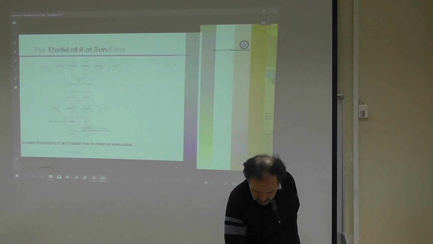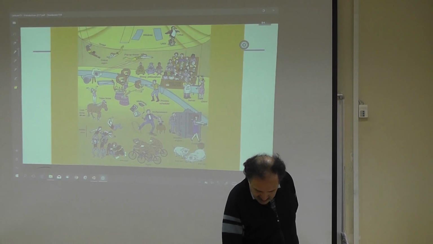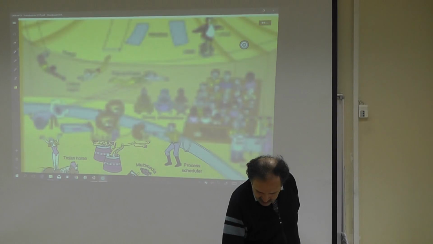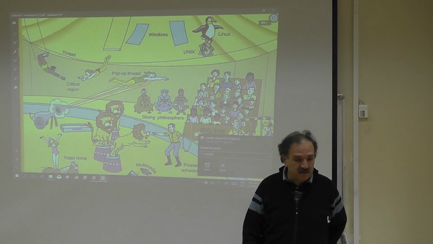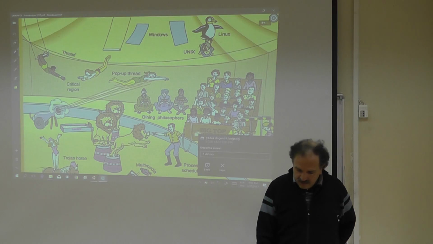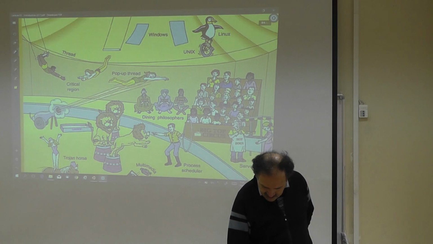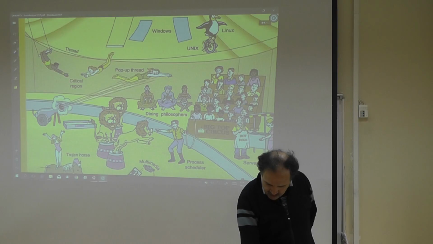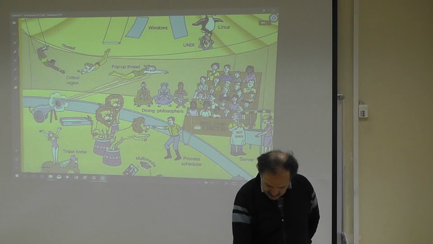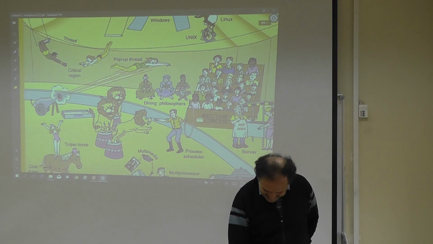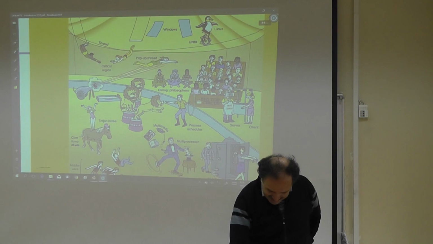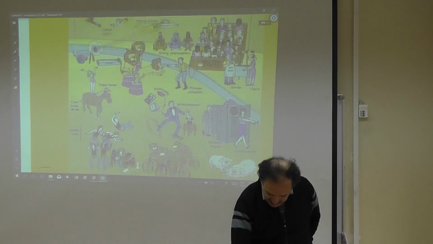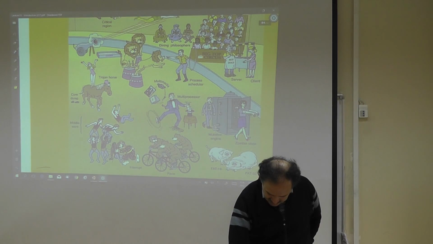Okay, so I guess that's it for this chapter. This is the cover of the book, at least the original. Our cover is not like this. There are many operating system concepts here. These are threads. We didn't talk about critical region. We didn't talk about pop-up threads. We never talked about any of these actually. Maybe at the end of the semester we will come back to this picture and talk about it. This is supposed to be funny.